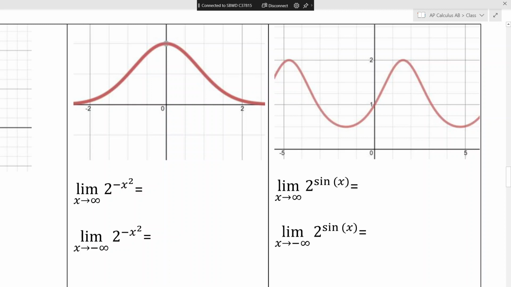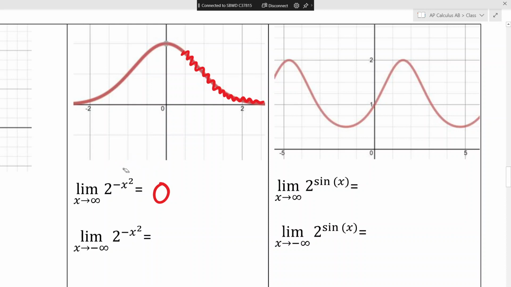As x goes to infinity here, the exponent, which is negative x squared, is going to be what kind of number? It's going to be negative. Yeah, it's negative, think about it, negative 1,000 squared. That's 2 to a huge negative number, right? And it's going to keep getting bigger and bigger negative. And you see that happening. Look, where's this graph going? 0.